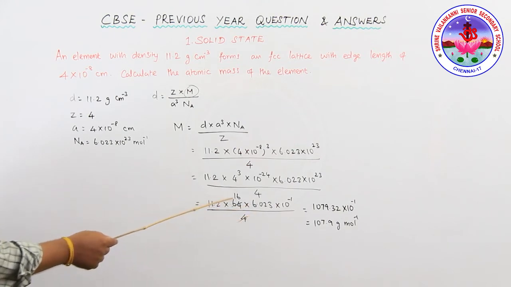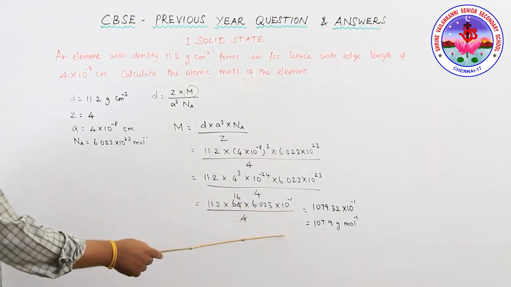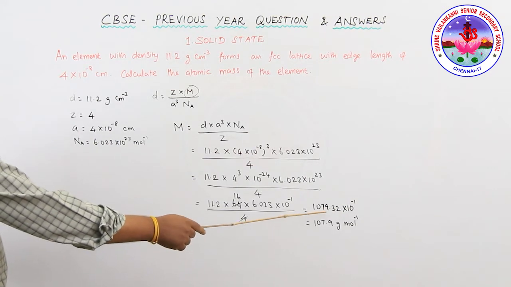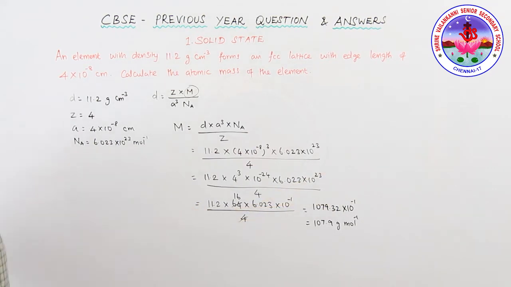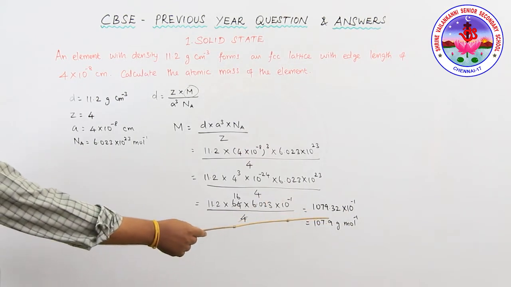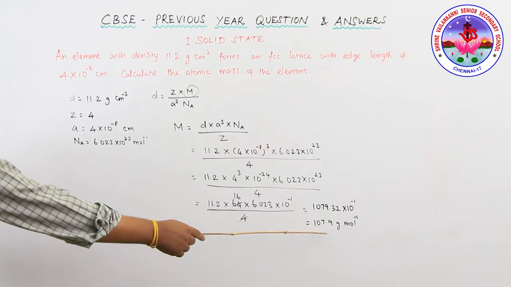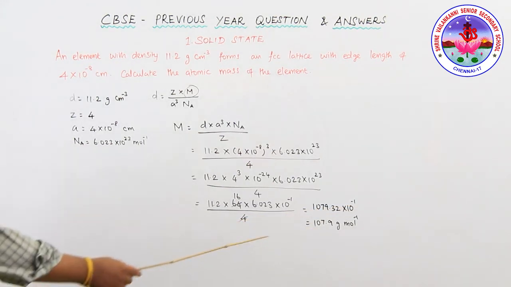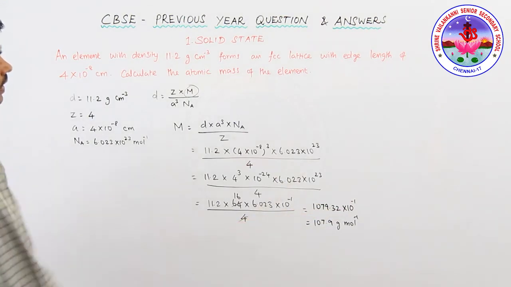So 4 into 64 you will get 16. After simplification you may get 1079.32 into 10 power minus 1. That conversion of the 10 power minus 1 in molar mass means that is 107.9 gram per mole. So this is the atomic mass of the element.